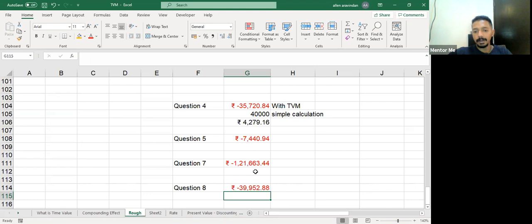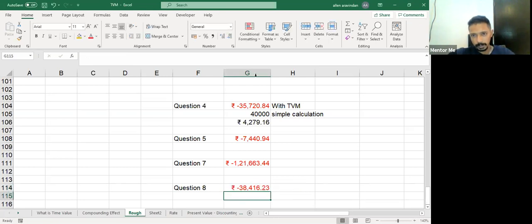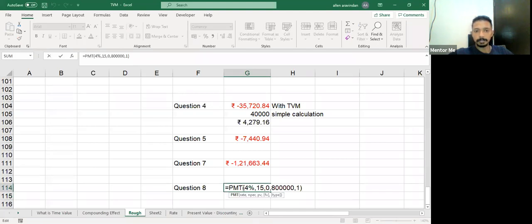So 39,952 negative would be the answer, but the question says beginning of year, sorry. It's a type 1 calculation. So it should be 38,416. Let me know if you got the same answer. Shani, your answer is correct.